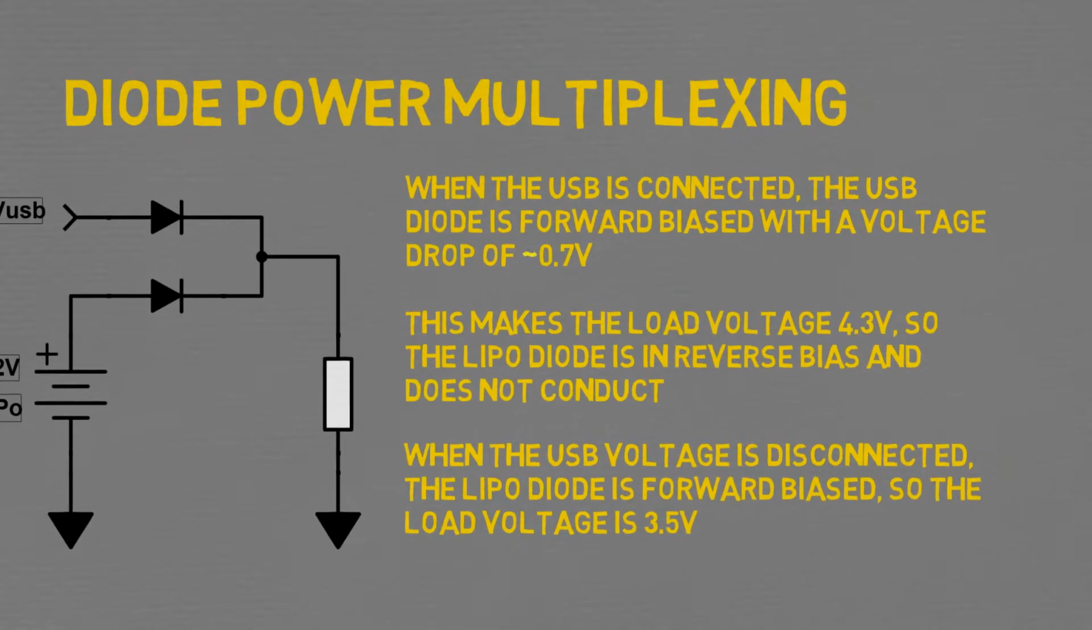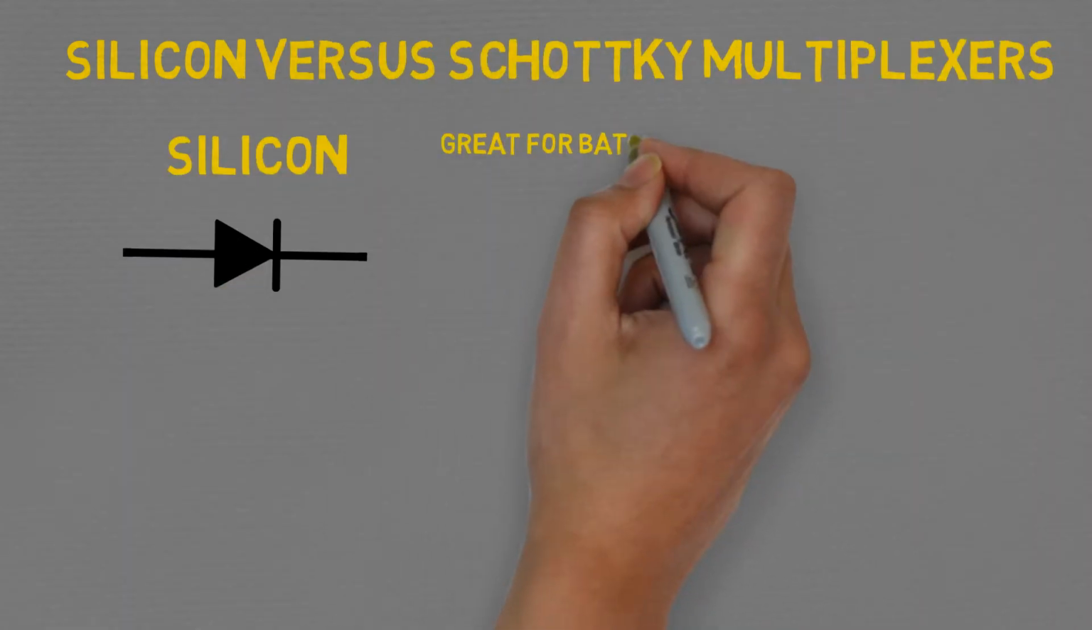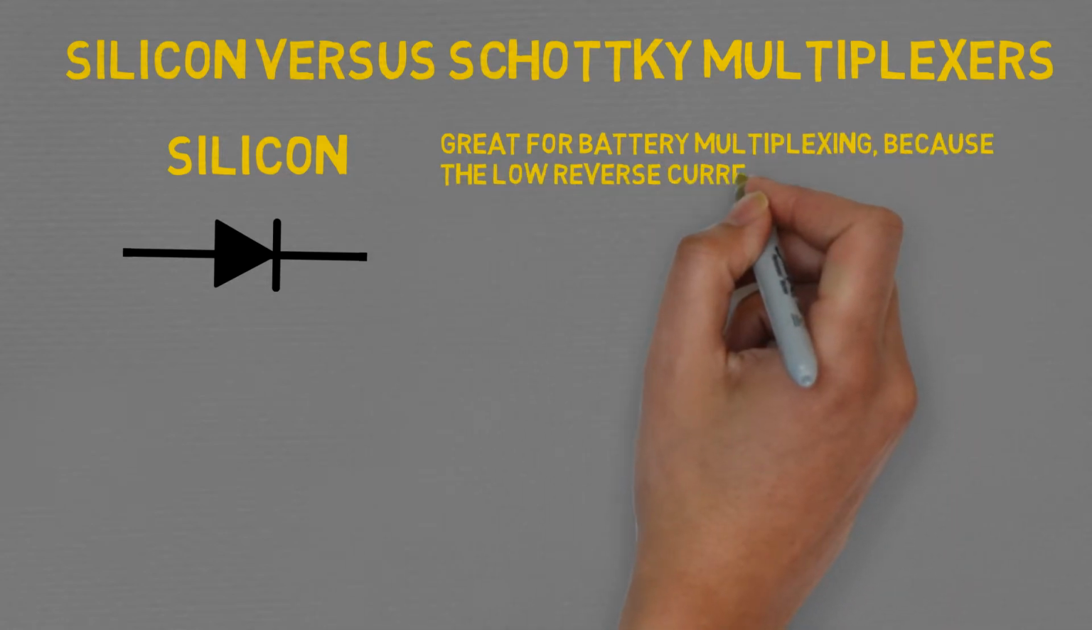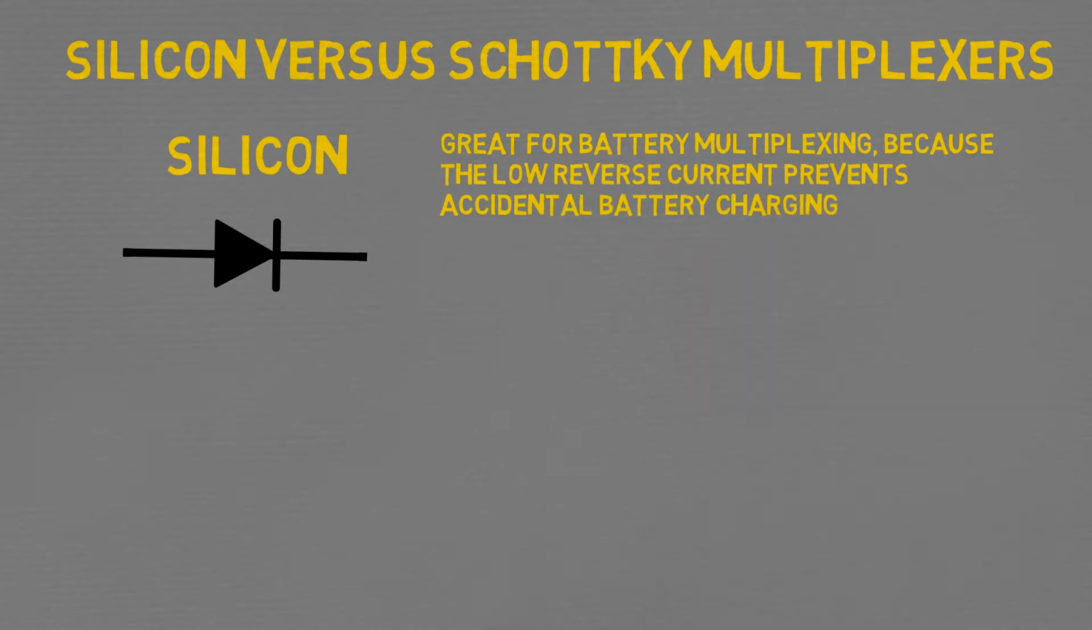When designing a diode power multiplexer, you'll need to decide whether to use silicon or Schottky diodes. Silicon diodes have a clear advantage with battery multiplexing because the low reverse current prevents the reverse bias battery diode from accidentally charging the battery from another power source. For example, if the current from the USB power supply leaked into a fully charged LiPo battery, it would damage the LiPo battery and shorten its life.